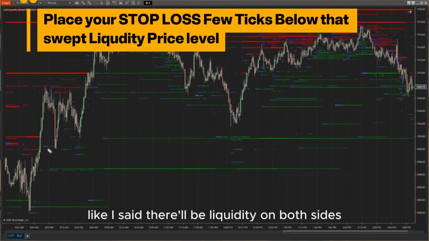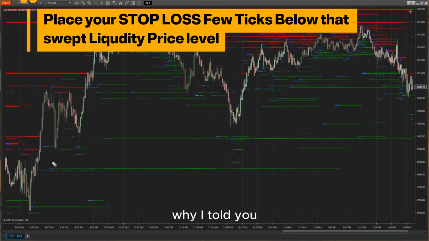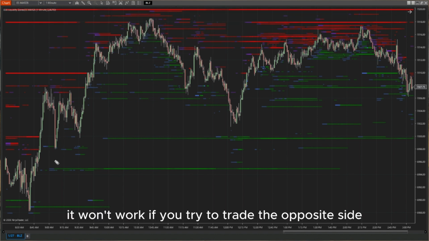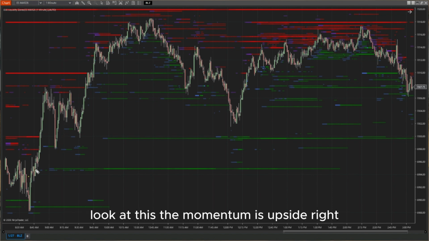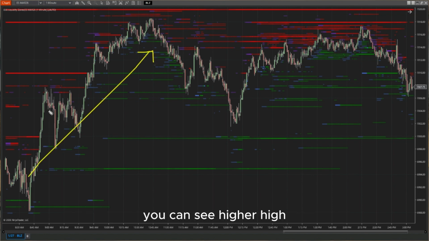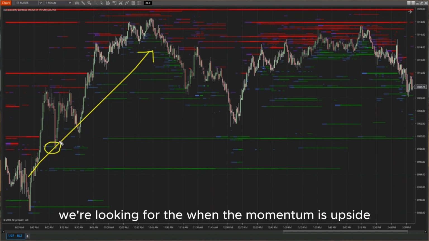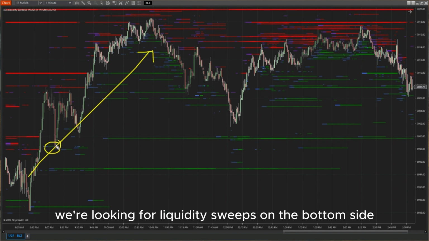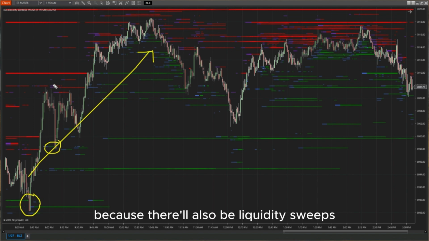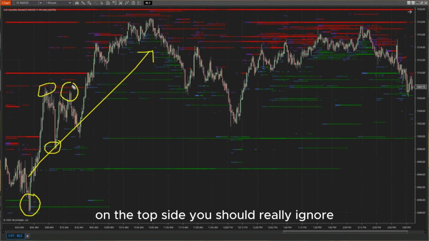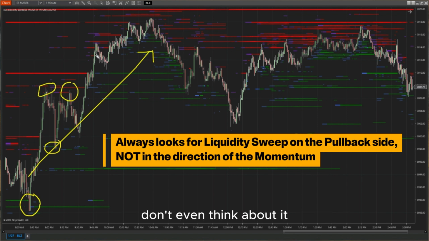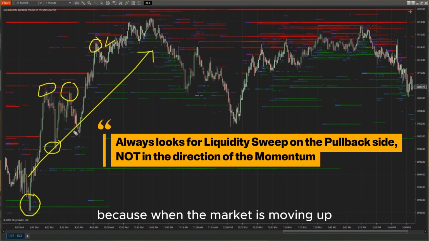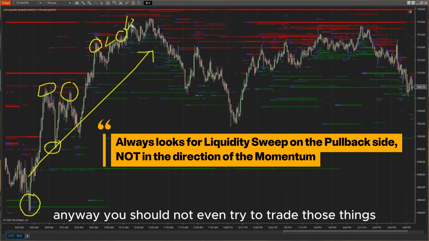Okay. Like I said, there will be liquidity on both sides. That's why I told you it won't work if you try to trade the opposite side. Look at this. The momentum is upside, right? You can see higher high, higher low. You can see the liquidity sweep here. When the momentum is upside, we're looking for liquidity sweeps on the bottom side, on the pullback side, because there will also be liquidity sweeps on the top side. You should really ignore those. Don't even think about it. Because when the market is moving up, it's going to eat a lot of liquidity anyway. You should not even try to trade those things.